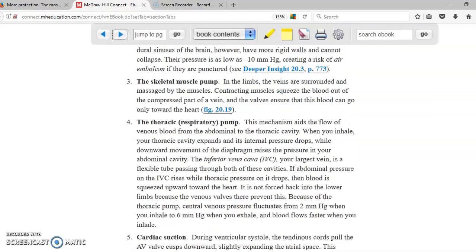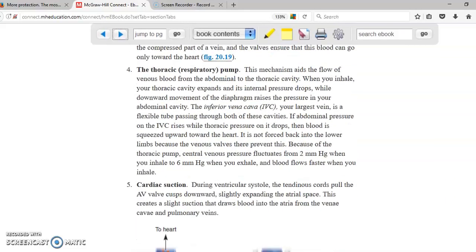The next one that we have is the thoracic pump or respiratory pump. Every single time you breathe, the pressure in your thoracic cavity will decrease and the pressure in your abdomen will increase. Because this happens and there's an increase in pressure in your abdomen, this will help you push the blood towards your heart.